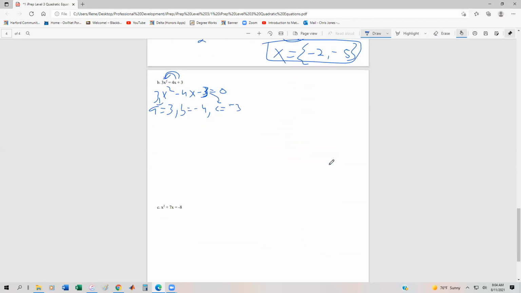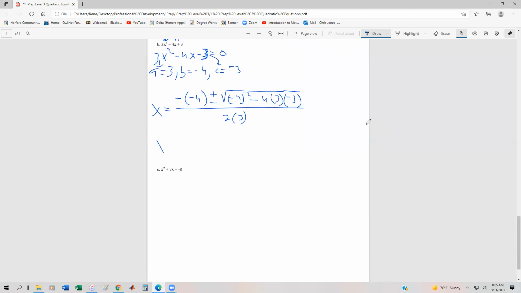And so we're going to get x is going to be equal to the opposite of -4, plus or minus the square root of (-4) squared minus 4 times a, which is 3, times c, which is -3. And we're going to divide all of that by 2 times 3. All right, so be careful with this -4. It might be helpful to use parentheses as you substitute the negatives, okay? Same thing with the c equals -3.